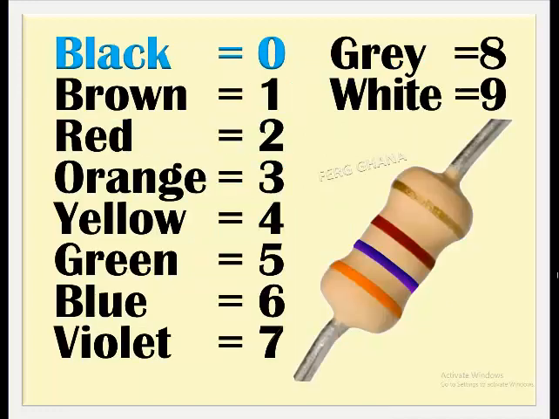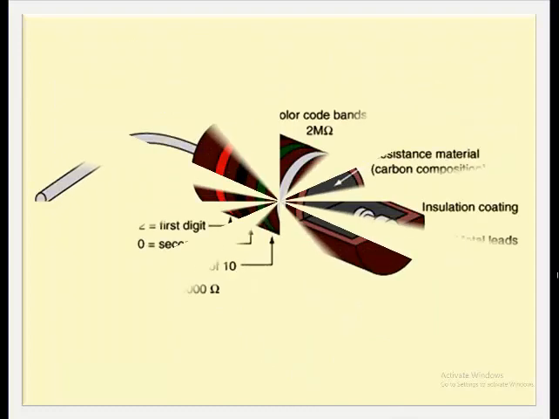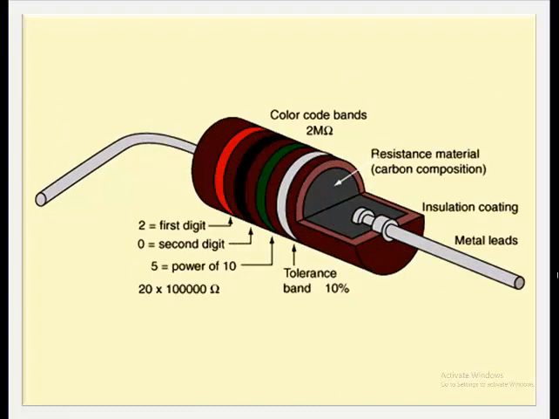Black is 0. Brown is 1. Red is 2. Orange is 3. Yellow is 4. Green is 5. Blue is 6. Violet is 7. Gray is 8. And white is 9. Detailed view of carbon resistor.